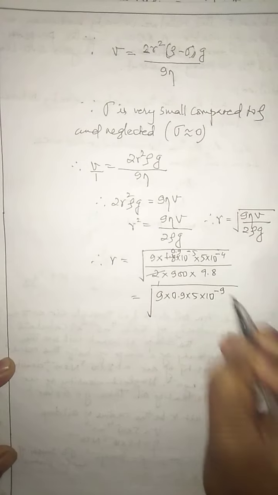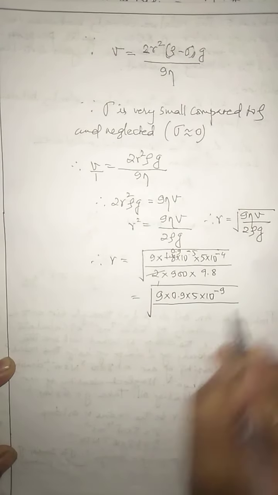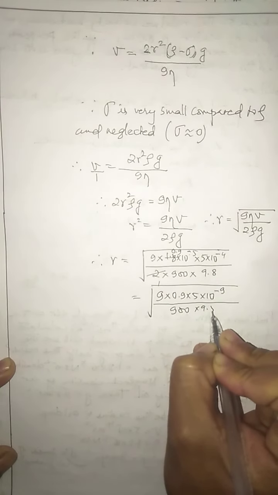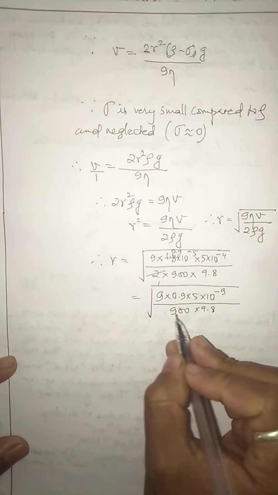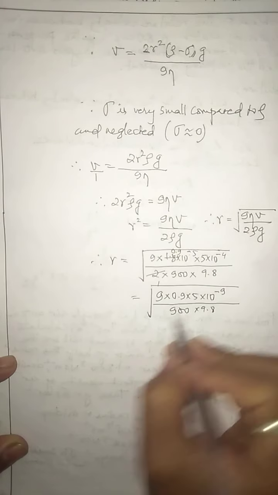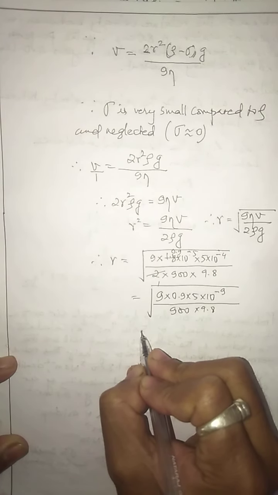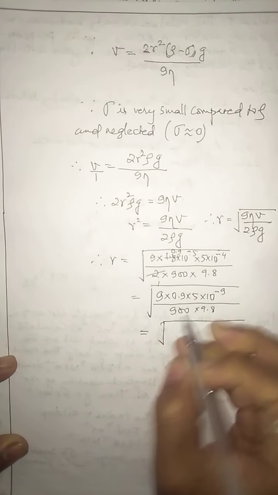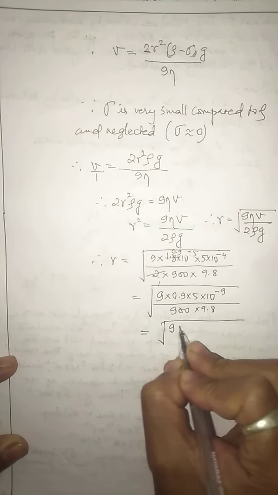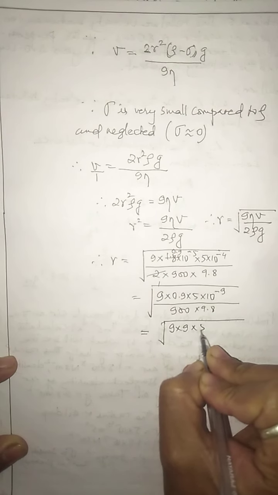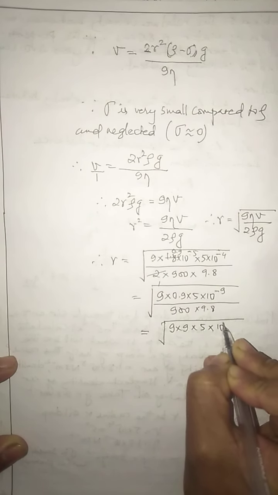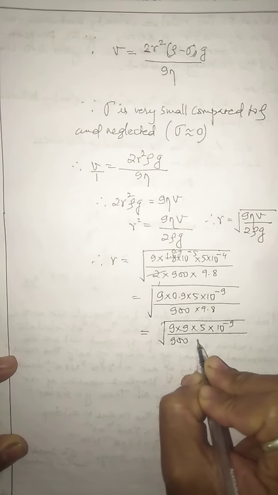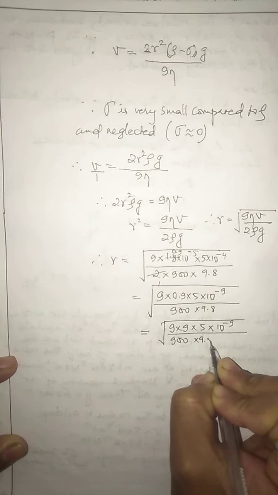Now minus 5 minus 4 means minus 9, whole divided by 900 into 9.8. Okay, now see, we can take the square root of some of the quantity. But before taking the square root, let me just remove the decimal. Now I write down 9 into 9 into 5 into 10 power minus 9, whole divided by 900 into 9.8.